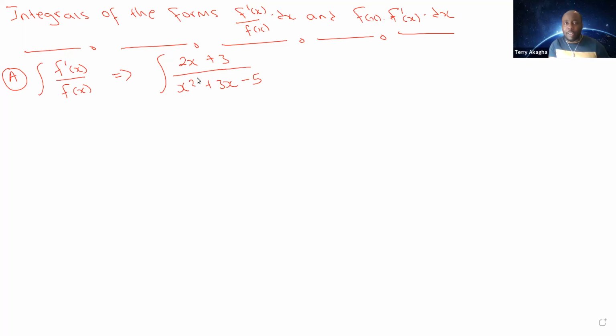But when you differentiate x squared plus 3x minus 5, it's going to give you 2x plus 3, because if you differentiate x squared, it's going to give you 2x. You differentiate 3x, it's going to give you 3. Minus 5 is going to give you 0. So that means this is what we call the integral of f prime over f of x. So it has a general formula, all right? But I want us to solve it, assuming we don't know how the formula is being derived.